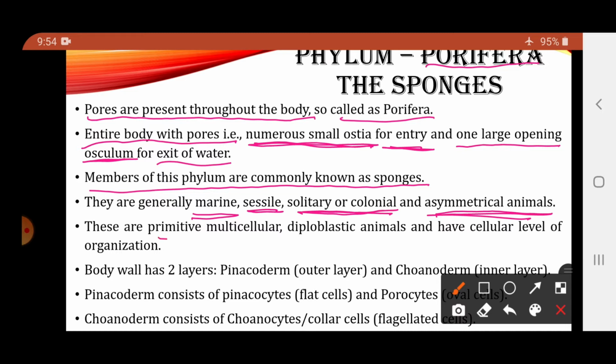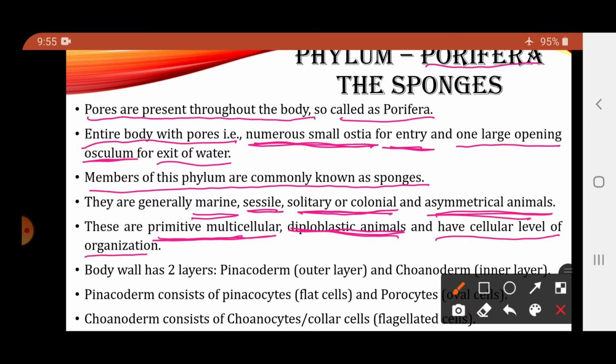Now, they are primitive multicellular. Primitive means they are multicellular but not well developed, that is, cells are not organized into tissues. They will have the cellular level of organization. They are diploblastic animals, which means they have two germinal layers, ectoderm and endoderm, and have the cellular level of organization.